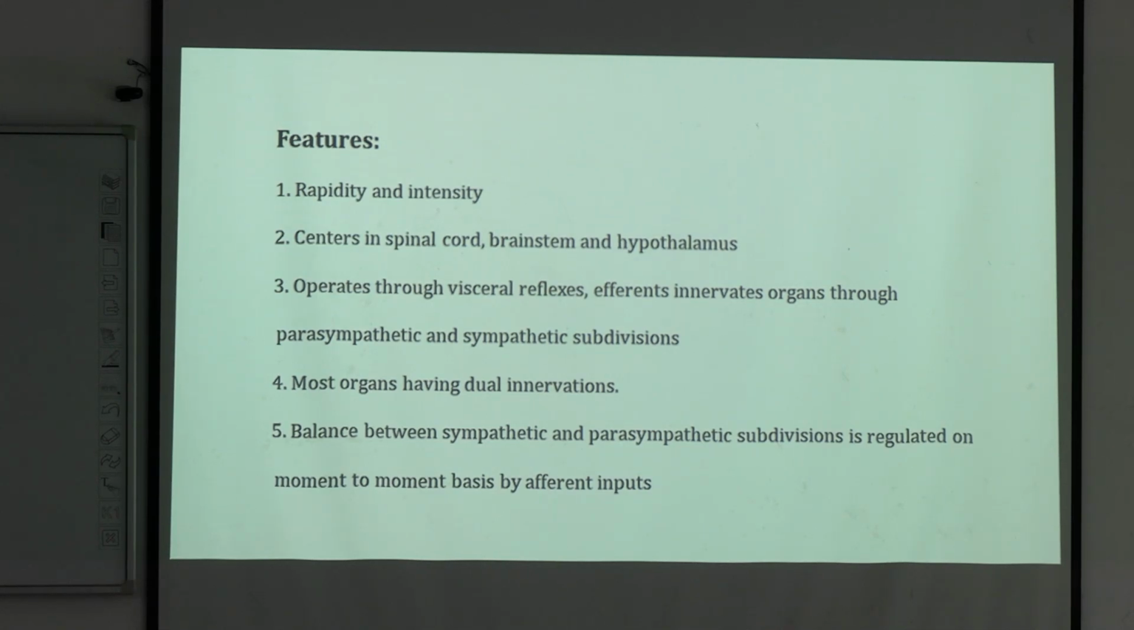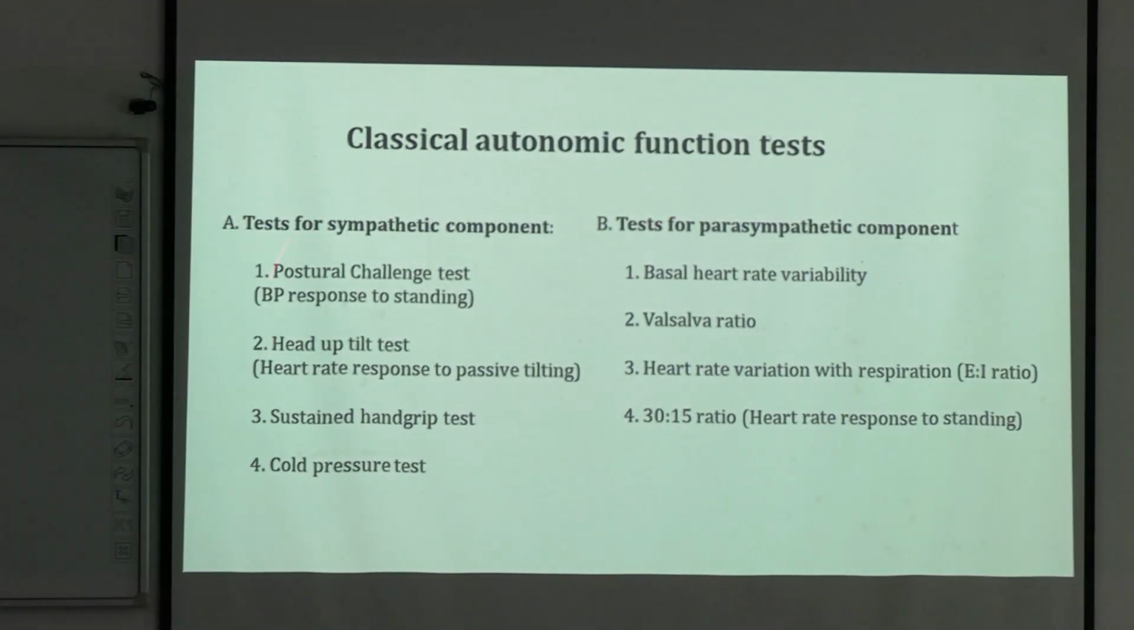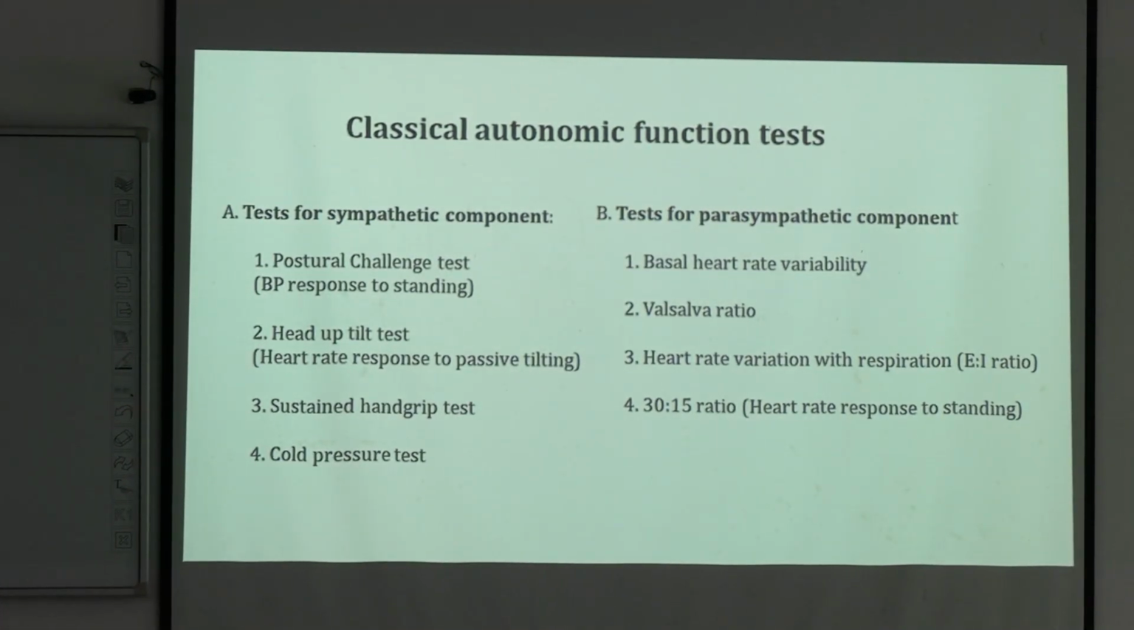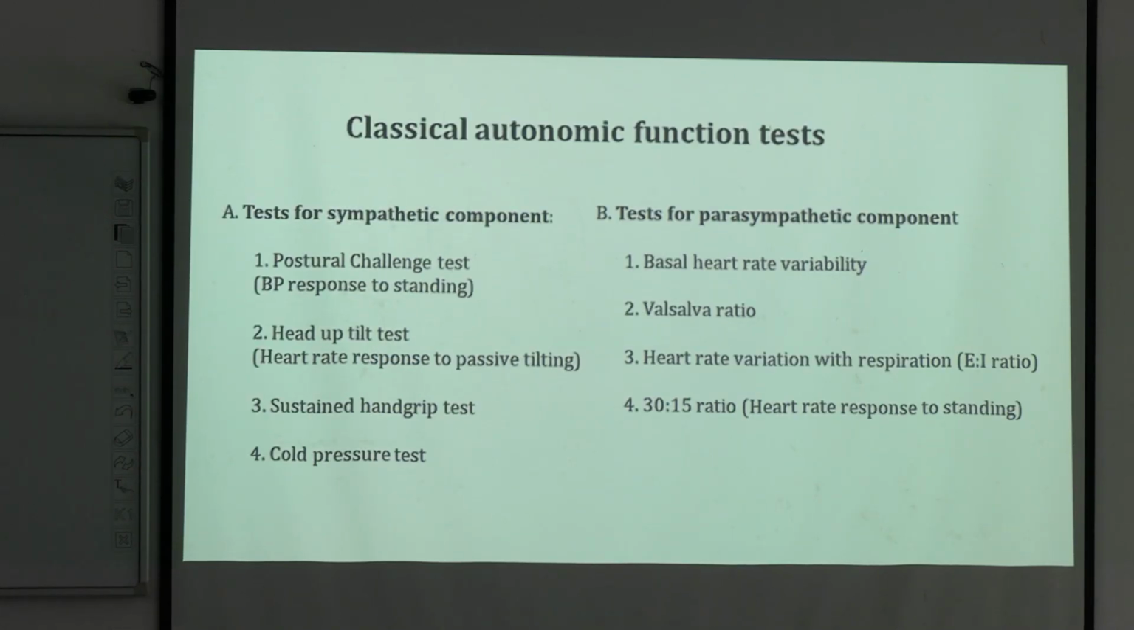But once there is autonomic dysfunction, either the sympathetic or the parasympathetic system will win, and there will be some symptoms or signs like an increase or decrease in heart rate. Okay, so now the classification: classical autonomic function tests. We have tests for the sympathetic system and tests for the parasympathetic system. These tests are very easy, right?